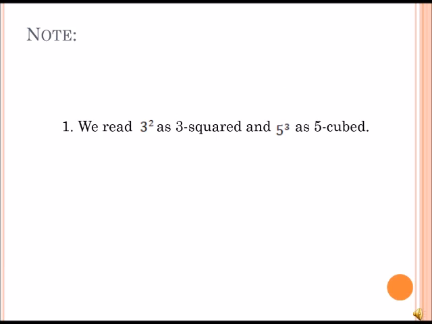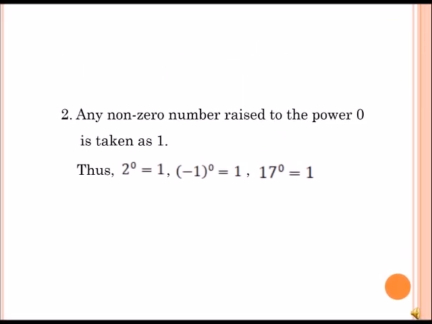Points you need to note. First point, we read 3 raised to the power 2 as 3 squared and 5 raised to the power 3 as 5 cubed. Second point, any non-zero number raised to the power 0 is taken as 1. Non-zero number means it can be any number, negative or positive, but not equal to 0.